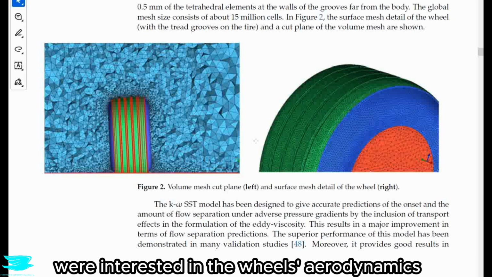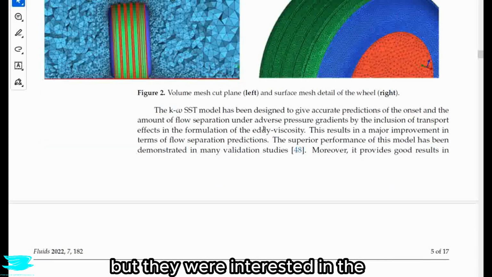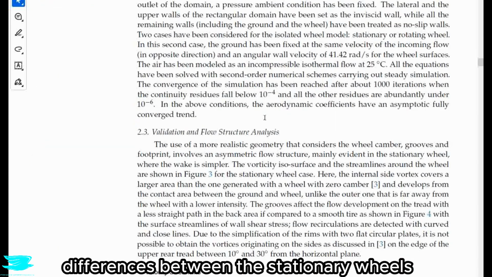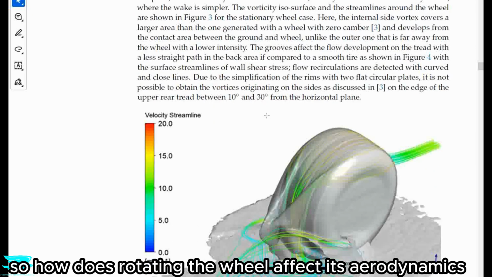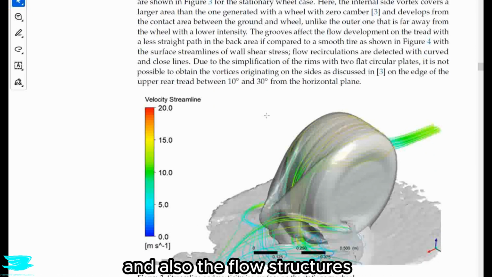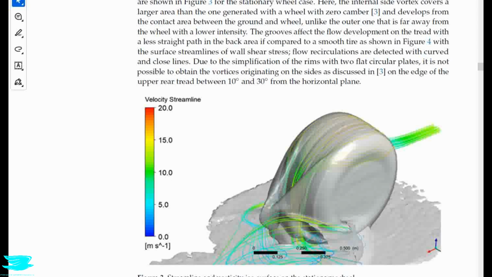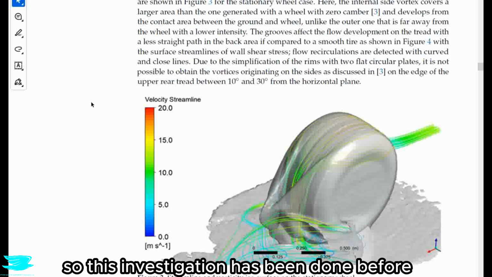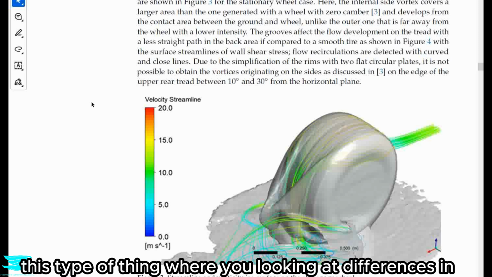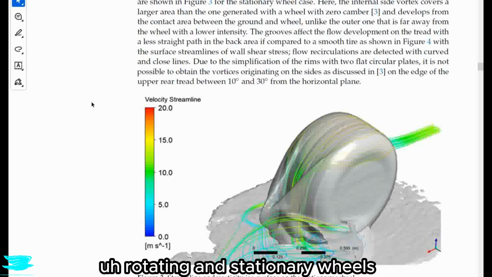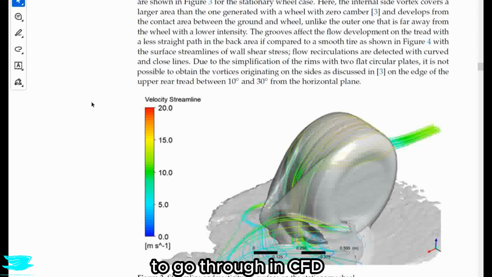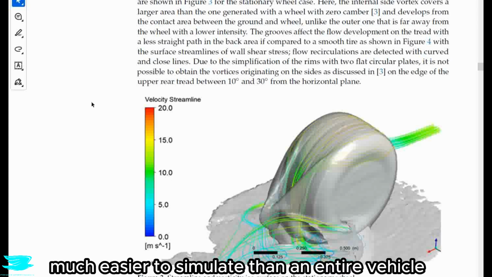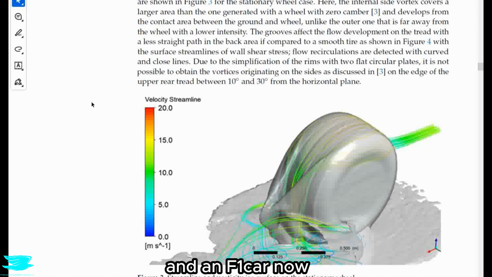These researchers were interested in the wheel's aerodynamics, but they were also interested in differences between the stationary wheels and the rotating wheels. So how does rotating the wheel affect its aerodynamics, both the lift and drag, but also the flow structures? This type of investigation has been done before, looking at differences in rotating and stationary wheels, but it is also good to have a reference to go through in a CFD, because a stationary wheel is quite a bit easier to simulate than a rotating wheel, and it's much easier to simulate than an entire vehicle like an F1 car.